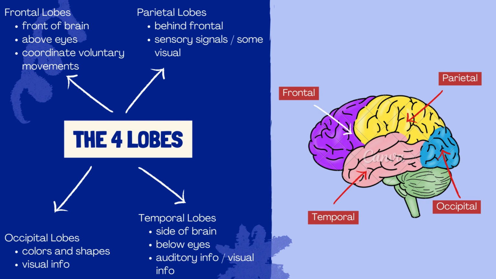The frontal lobe, which is the front of the brain, is located right above the eyes, and it coordinates voluntary movements, problem solving, and critical thinking. The parietal lobes are right behind the frontal lobe, and they control sensory signals and some visual signals. The temporal lobe is the side of the brain below the eyes, and it controls auditory info and some visual info. But for visual info, we have the occipital lobes, and that decodes the colors and shapes that we see.